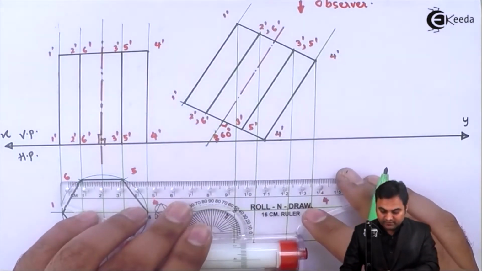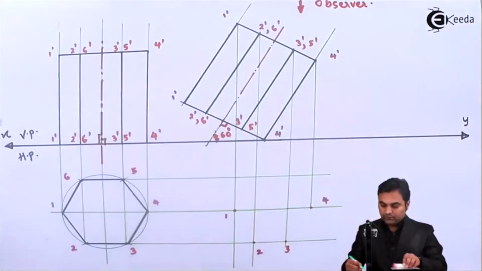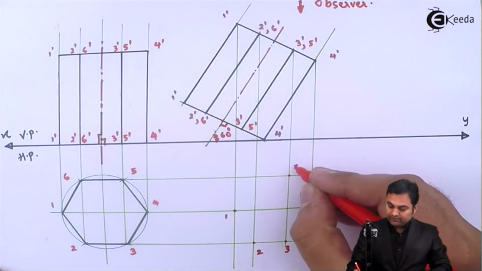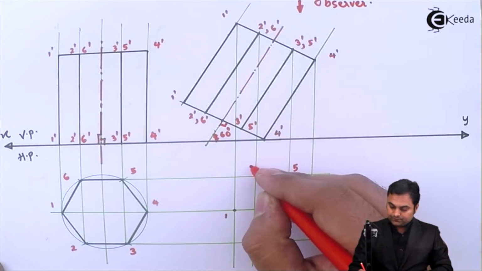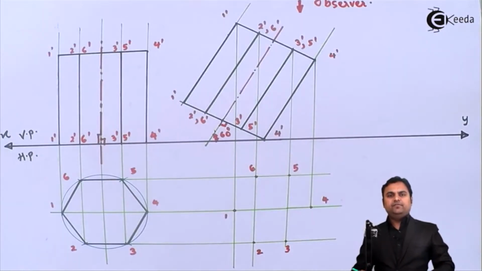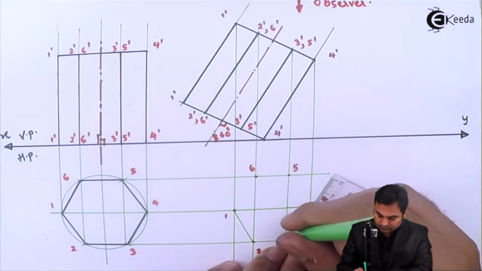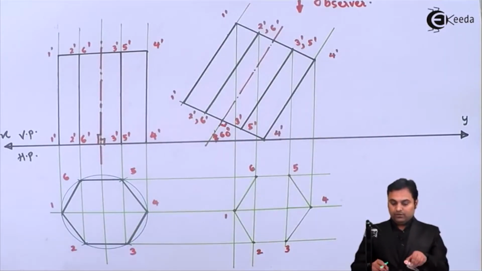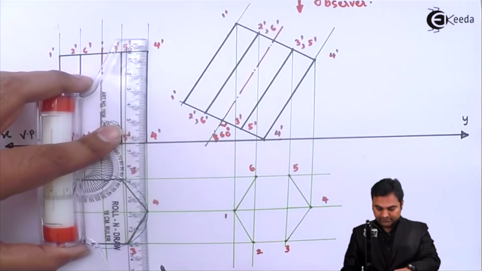Then points 5 and 6. So here we have 5 on the same line as 3. So this is point 5 and 6 is along with 2. So 6. Now this complete hexagon will be visible because it is closer to the observer. Then we have the remaining points at the bottom. So those need to be projected.